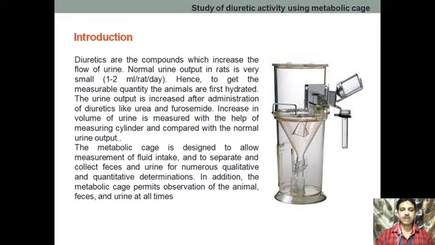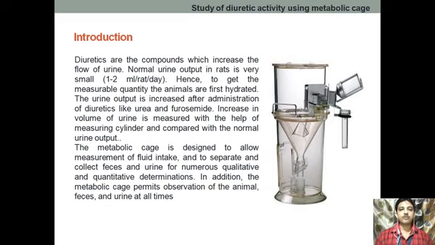Normally, if we consider a rat, it has a very small urine output, for example 1 to 2 ml per rat per day. Therefore, whenever we are doing an experiment with the animal, it is very important that we measure the urine properly so that we can get the result.